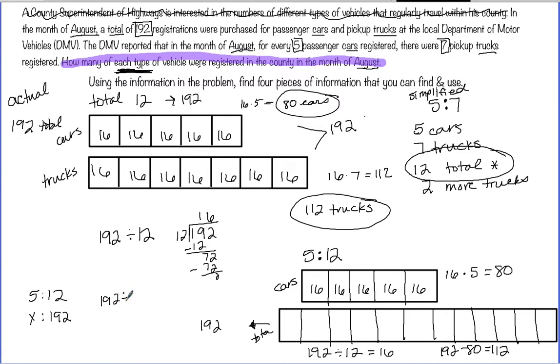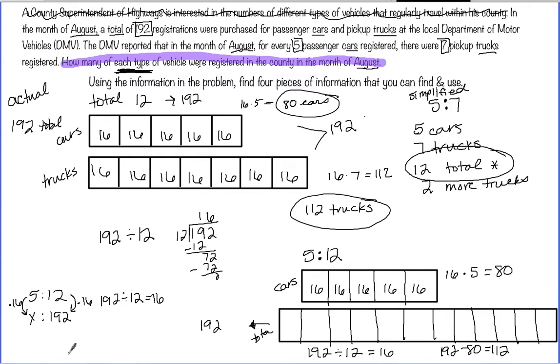So I end up doing 192 divided by 12, which we said is 16. So then I know that to go from here to here, I have to multiply by 16. So to go from here to here, I have to multiply by 16. So every one car in these 5 cars is actually representing 16 cars that are actually on the road.